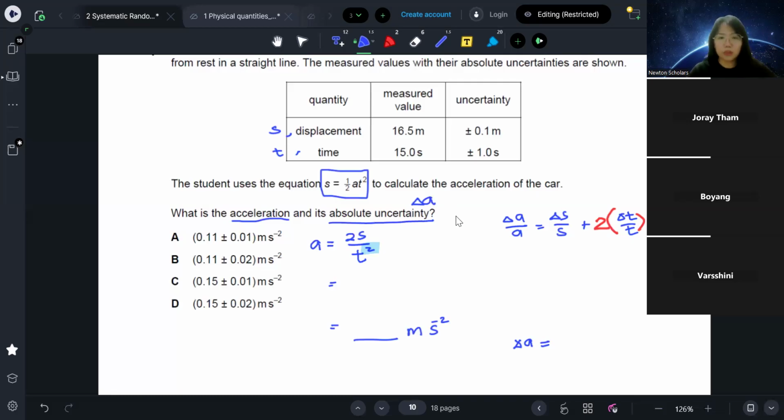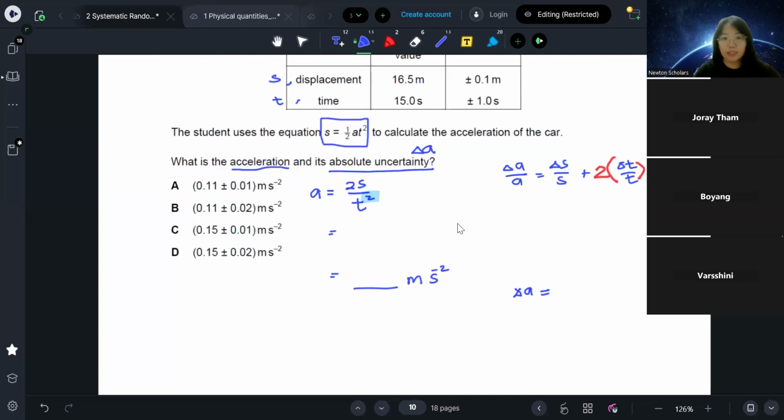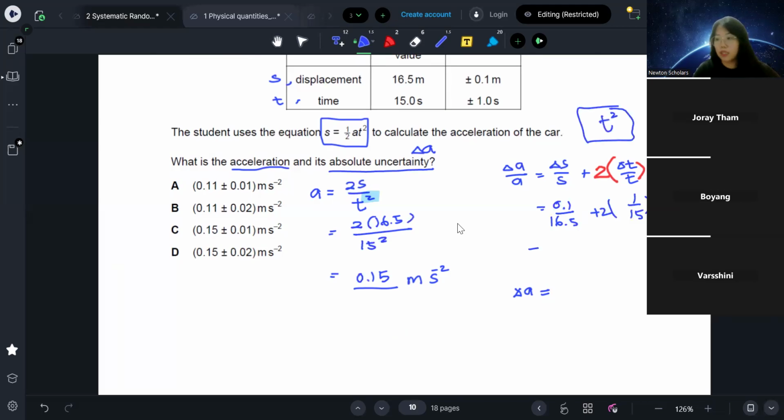Okay, Dion, do I need to show the working step? Okay, here, if I want to show, I speed up. Here 15 square, so your answer should be 0.15. So this one, we find the fraction 0.1 divided by 16.5 plus 1 over 15. But remember here times 2 because this is t square. So here my answer is 0.14, but this is the fraction. So I should move the a to the other side times 0.14. The a I already calculated, 0.15 times 0.14. So my answer here is 0.02.